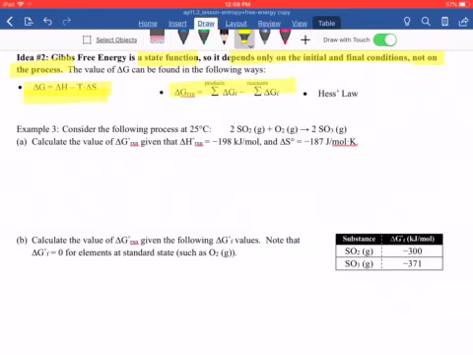The second way is products minus reactants. That one's the same as what we have been doing. And then the third way is Hess's law. And Hess's law is the same as what we have been doing for enthalpy and for entropy.